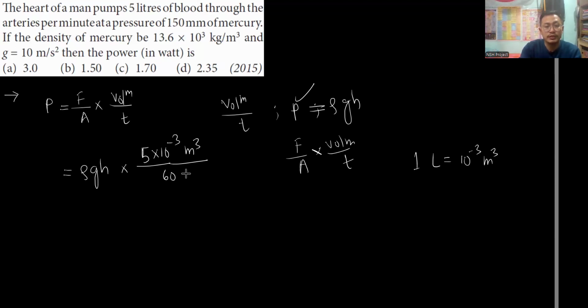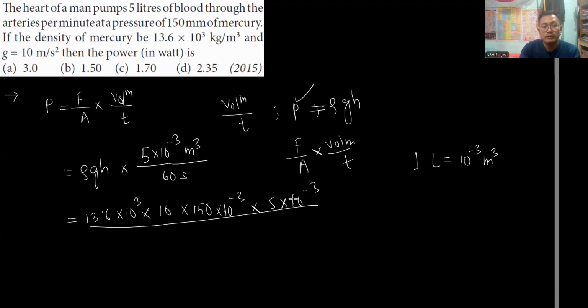Per minute, that is 60 seconds. So rho g h, where rho is the density of mercury, 13.6 into 10 to the power 3 kilogram per meter cube. Everything is in SI units. Then g is 10, and the height is 150 mm, which in meters is 150 into 10 to the power minus 3, into 5 into 10 to the power minus 3 divided by 60.